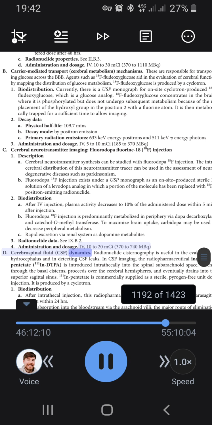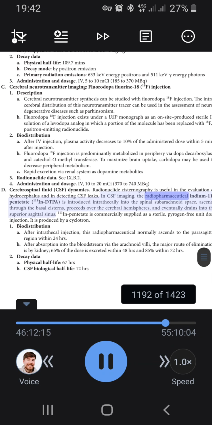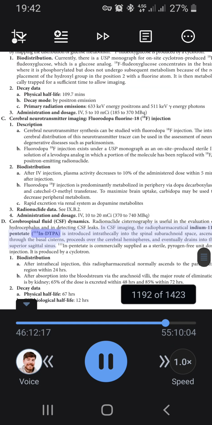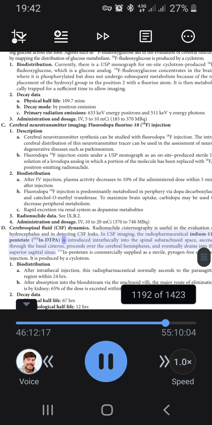Cerebrospinal fluid, CSF, dynamics. Radionuclide cisternography is useful in the evaluation of hydrocephalus and in detecting CSF leaks. In CSF imaging, the radiopharmaceutical indium-111 pentetate, In-111 DTPA, is introduced intrathecally into the spinal subarachnoid space, ascends through the basal cisterns, proceeds over the cerebral hemispheres, and eventually drains into the superior sagittal sinus.